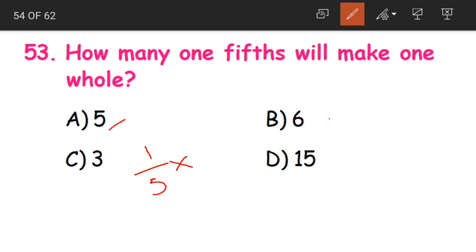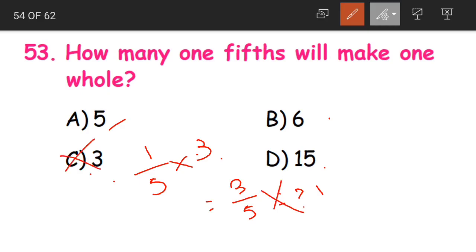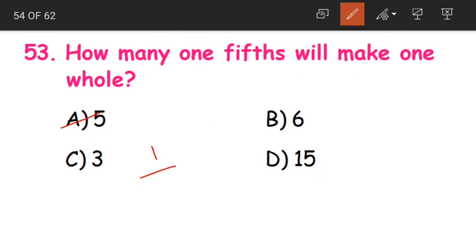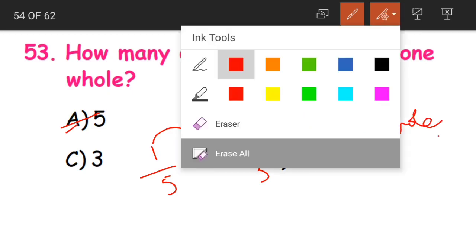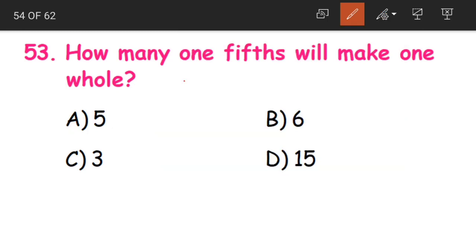First, you can take each given option. If I take option C, 1 by 5 into 3 is equal to 3 by 5. Is this equal to 1? No, it's not equal to 1. So C is not our correct answer. Coming to option A, 1 by 5 into 5 is equal to 5 divided by 5, and 5 divided by 5 is equal to 1. That is nothing but our whole. So option A, 5, becomes our correct answer. This is the trial and error method, where we take the options and check which is the correct option.